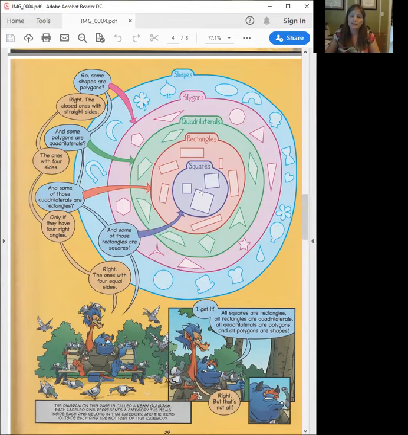So squares is inside the shapes category. Well, everything in here is inside the shapes category, but squares is not just in the shapes category, it's in the rectangle category, in the quadrilateral category, etc. You get the point. Just like pigeons are birds, which are animals, which are living things, which are on Earth.